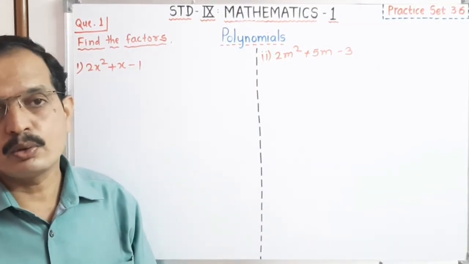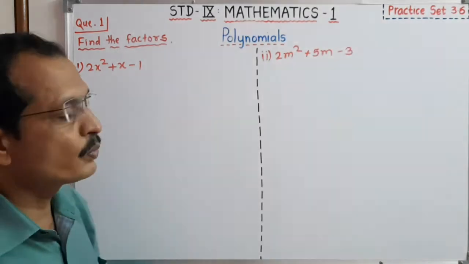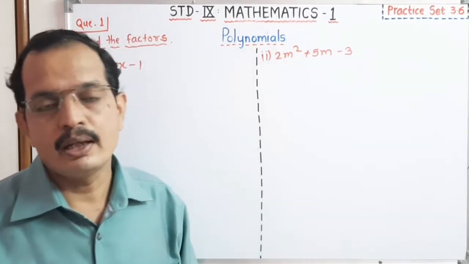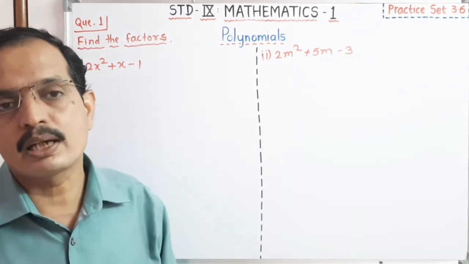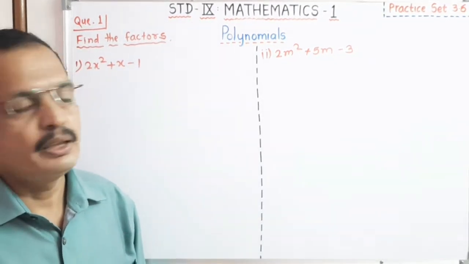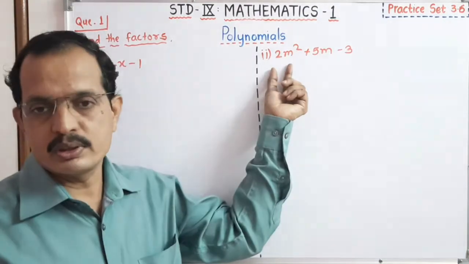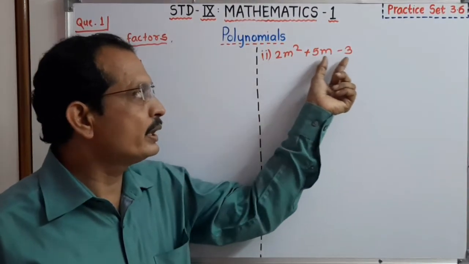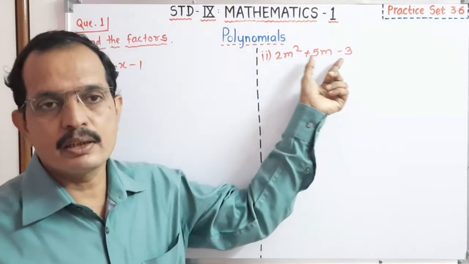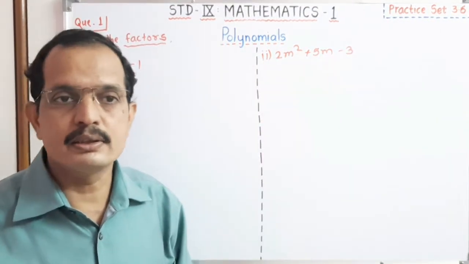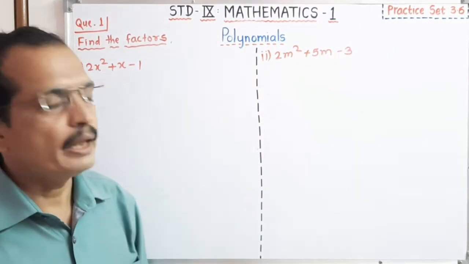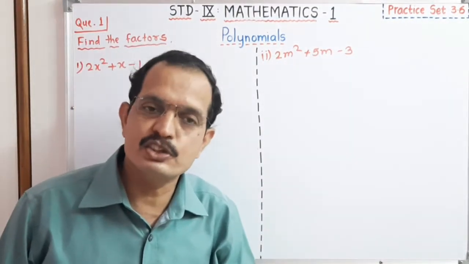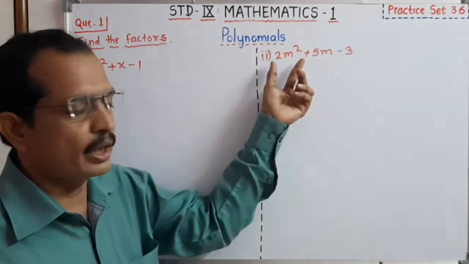Dear students, there are two concepts to find out the types. One is based upon the degree and the second is based upon the number of terms. Here the terms are 2x squared, x and 1. 3 terms are there, therefore it is called a trinomial. And can anyone tell me the degree of this? Yes, degree is 2, therefore it is quadratic.